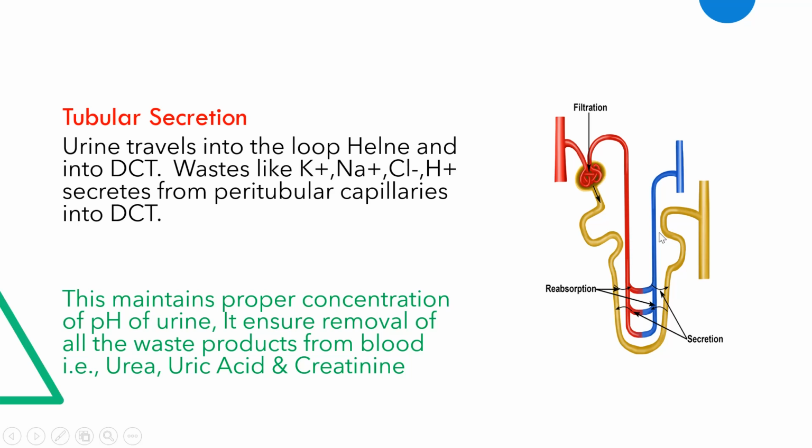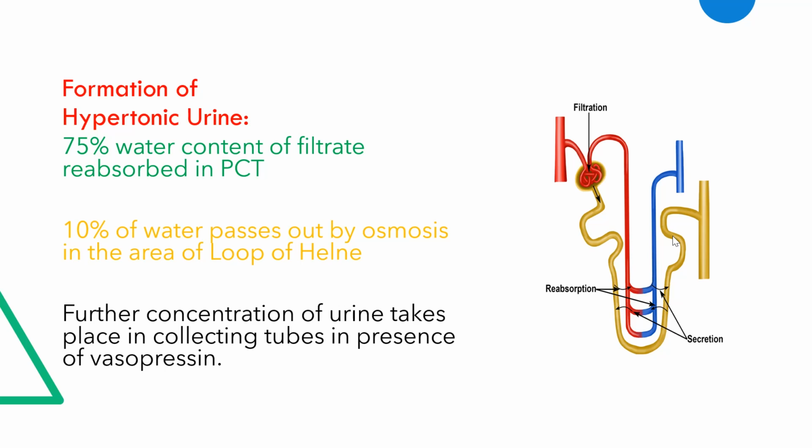This secretion of the K+, Na+, Cl- and H+ ions maintains the proper concentration of the urine. Also, it ensures the removal of all the waste products from the blood. So what are those? Urea, uric acid and creatinine. The next, fourth step is formation of hypertonic urine.